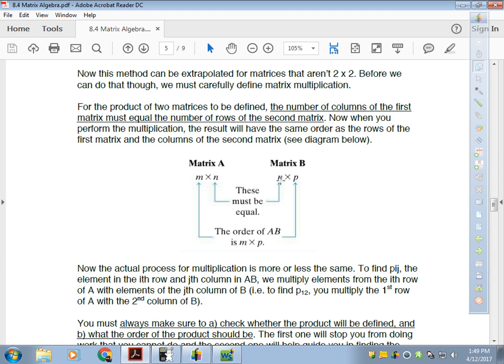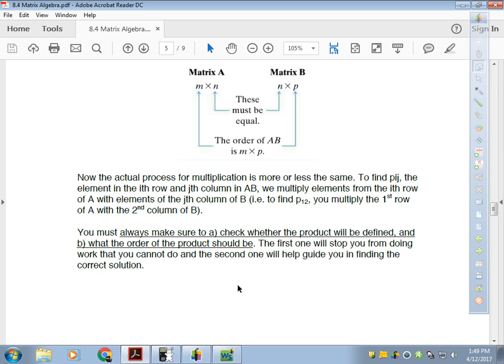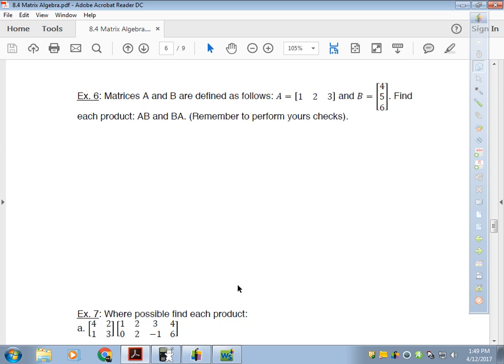Now, if your multiplication does exist, then what you should do is set up a matrix that has the size of the answer, and then do the same kind of thing we just did. Take your rows and multiply by your columns. Row 1 times column 1. Row 1 times column 2. Row 1 times column 3, for however many columns you have. And then row 2 times column 1. Row 2 times column 2. Row 2 times column 3, for however many columns you have. Just keep doing that until you filled in your matrix. Okay. Let's look at some examples here.